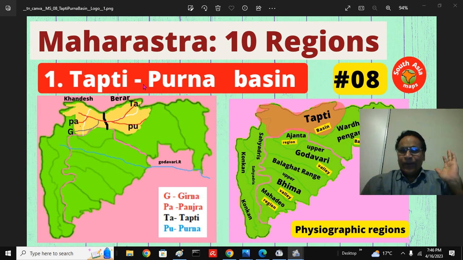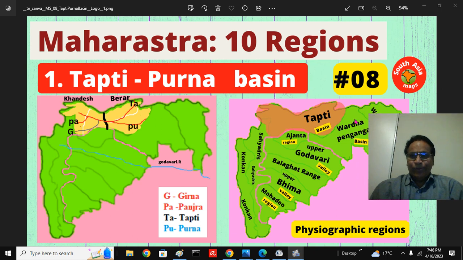Today we are taking up the Tapti-Purna Basin. This is the Tapti River and Purna River Basin, Part 8.